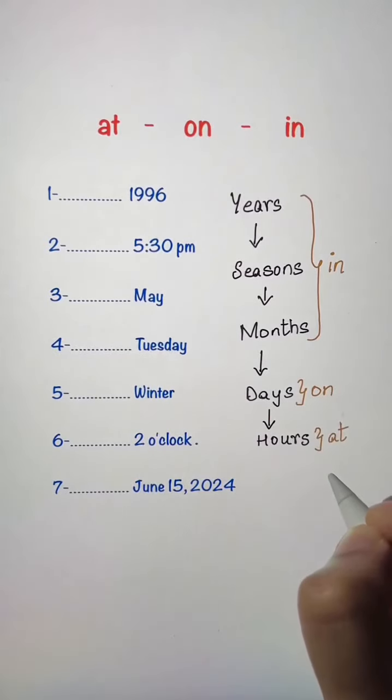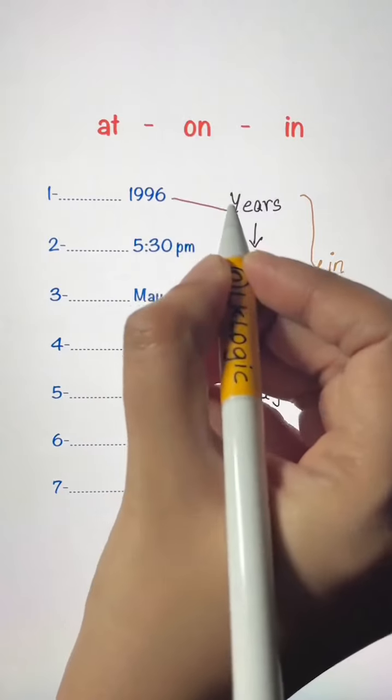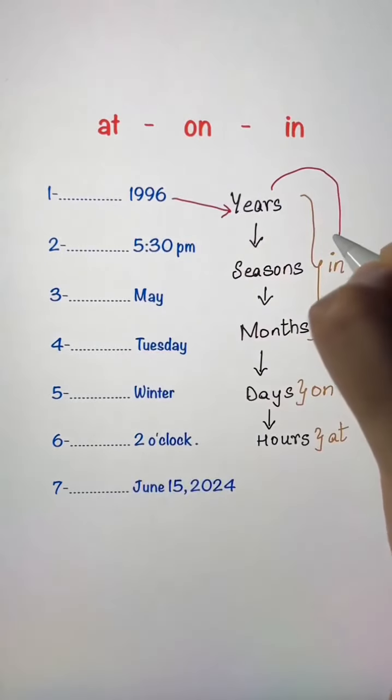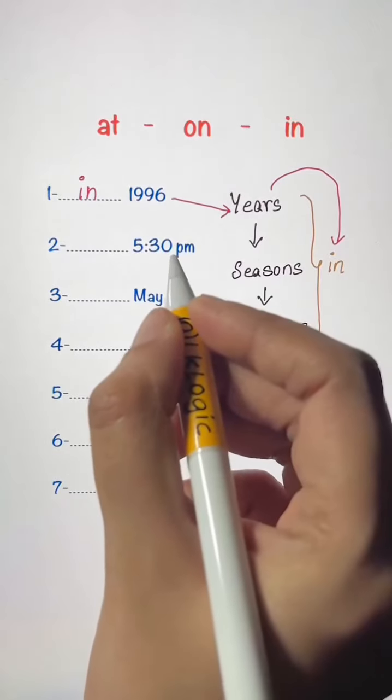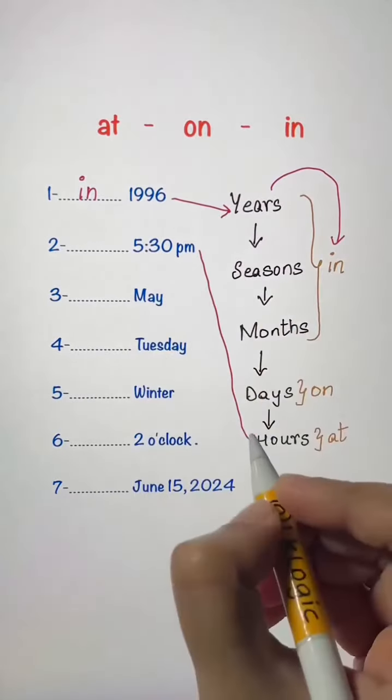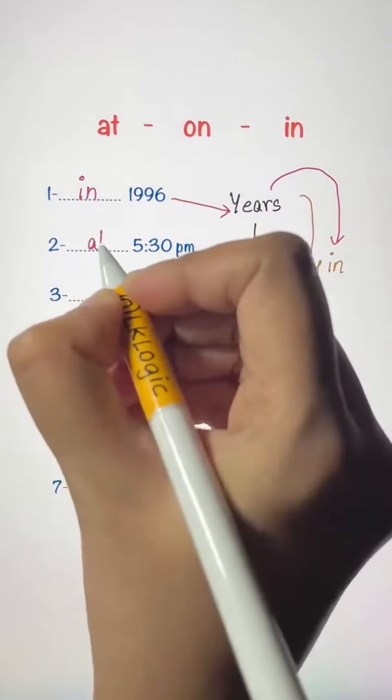Now you can answer. Blank 1996. This is a year, right? So we use in here. We say in 1996. 5:30 p.m. This is an hour. We use at 5:30 p.m.